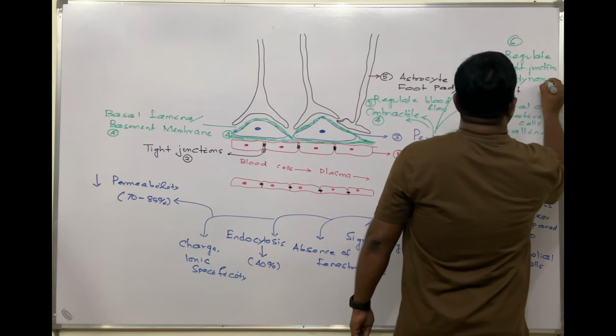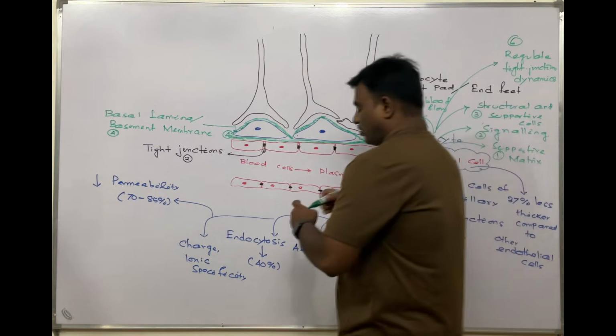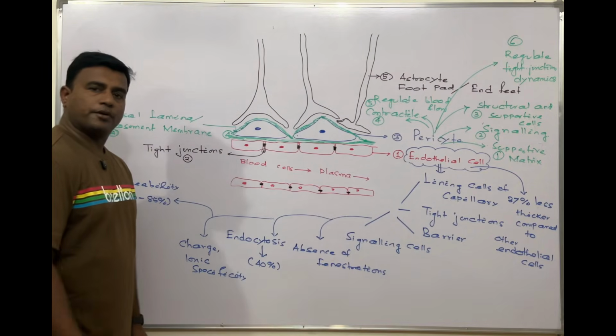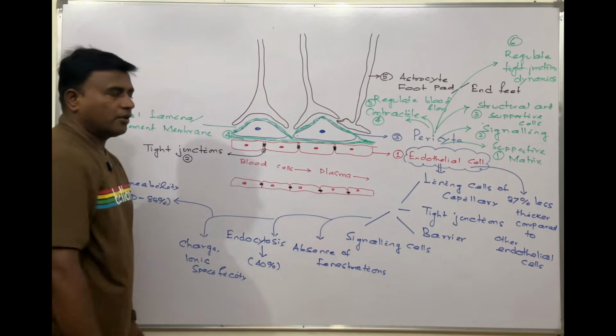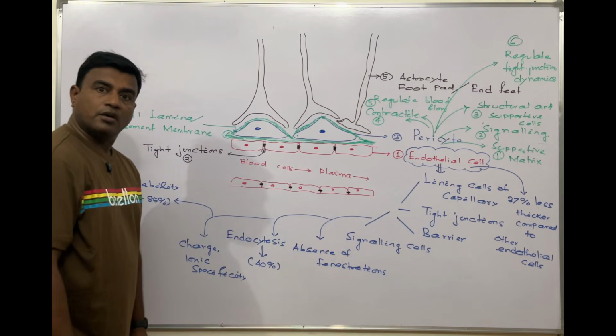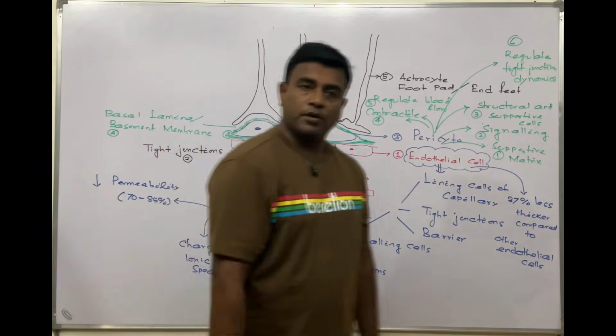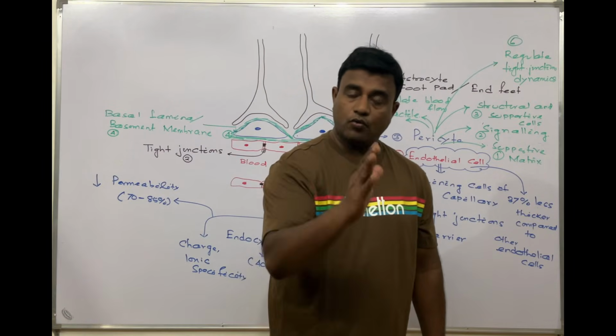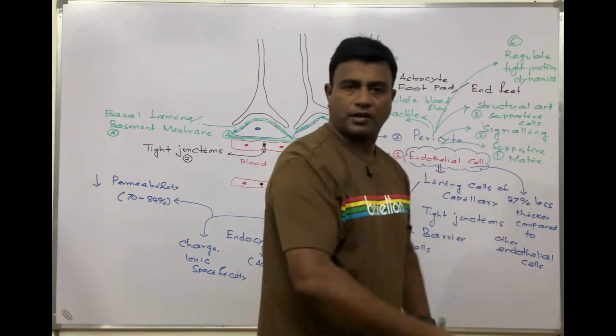That means these are the cells which regulate how these tight junctions, this black color what you are seeing, are going to be regulated. So that makes these cells not a supportive cell at all. It makes it supportive, signaling, communicating, integrating, and overall a master cell.